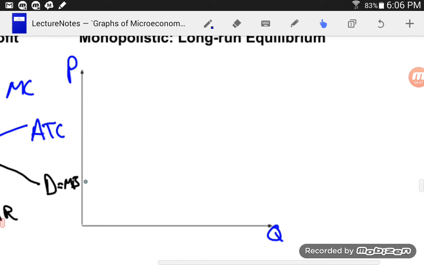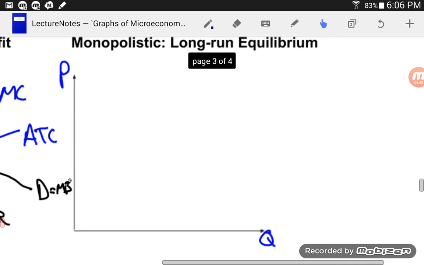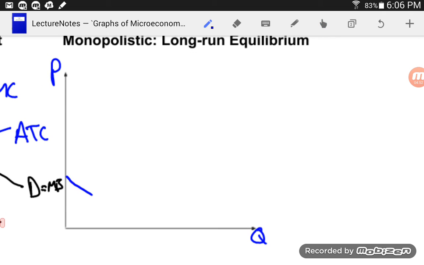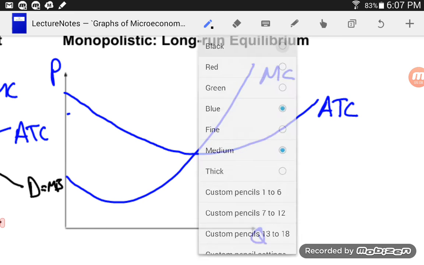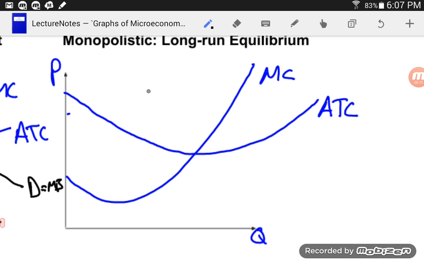So let's try to draw our scenario where we started again. Oops, let's go to the pen. So there's marginal cost, there's, trying to draw this one nicely here, average total cost. And now what I've got to draw in here is what happened to demand. So before, demand was way out here, in the long run, that demand is actually going to shift backward.